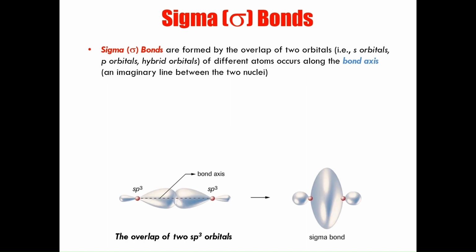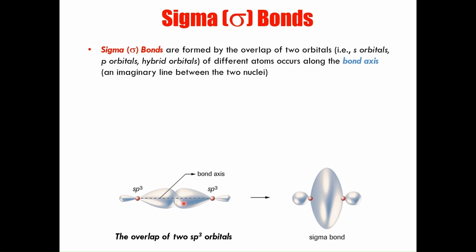This image shows the overlap of 2 sp3 hybrid orbitals from 2 different atoms. Each red sphere represents the nucleus of each bonding atom. You can clearly see that the overlap is occurring between the 2 atomic nuclei. A sigma bond is created when any 2 orbitals overlap along this bond axis, represented by this dotted line.